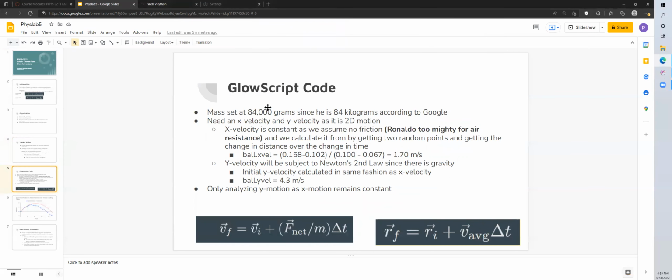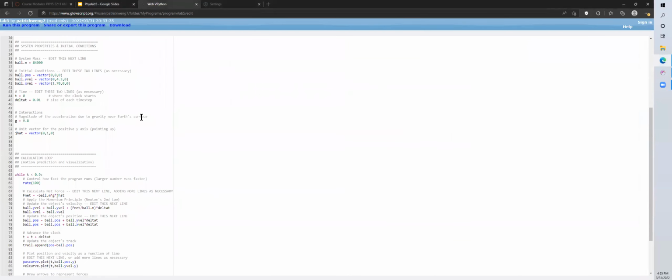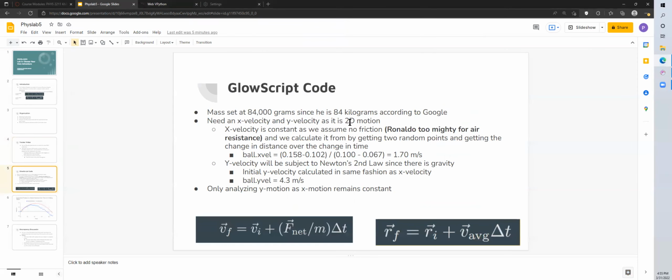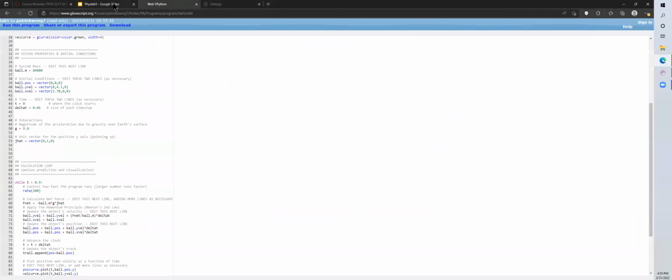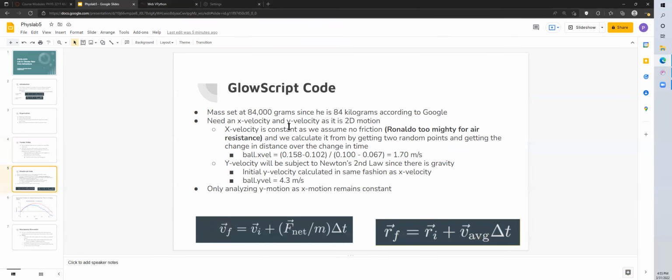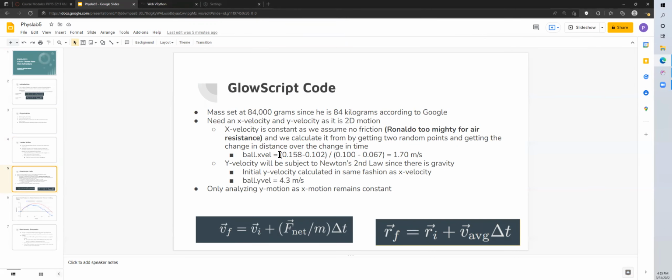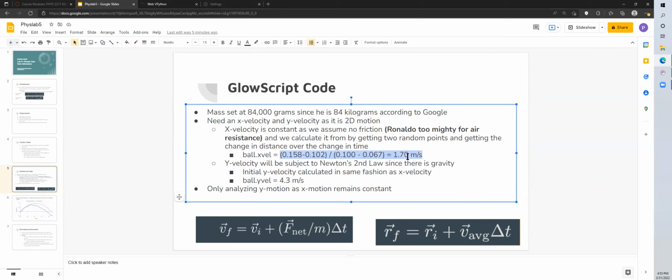So for the actual GlowScript code, we have it right here. So you can see that I set the mass to 84,000 grams since he has 84 kilograms according to Google. So that would be right there. And then we need an X velocity and a Y velocity as it is indeed 2D motion. X velocity is constant as we assume no friction, as Ronaldo is too mighty for air resistance. And we calculate it by getting two random points and getting the change in distance over the change in time for the X velocity. So we got that data from Tracker and I plugged it in here. I showed you the calculation and it's 1.70 meters per second.